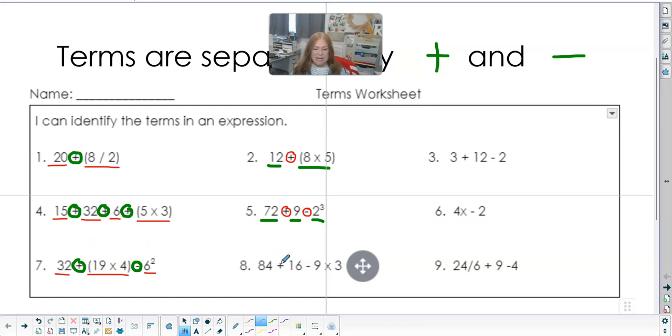And we've got number 8 here, so I can see an add sign, a subtract sign, and then a times sign. So we're going to leave that one there. So I have 84 is a term, 16 is a term, and then 9 times 3 is a term. So once we circle the add and subtract signs, it kind of breaks all the terms up, and I'm just underlining the chunks in between them. Let's go ahead and try number 9, circle the add and subtract signs, underline the chunks in between the add and subtract signs to find the terms.